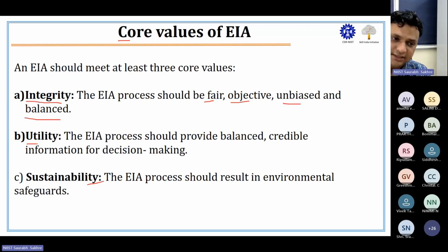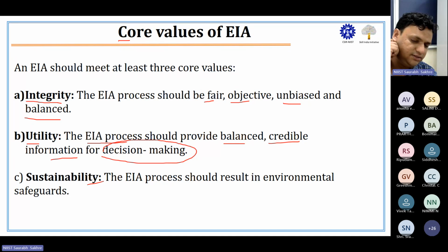Second, it should have utility. It means whatever EIA process you follow should provide balanced, credible information for decision making. It should not happen that you have prepared an EIA of many pages and you are not able to make anything out of it. And the third one is of course sustainability. The EIA process should result in environmental safeguards. So these are the core values of EIA which we should meet: integrity, utility, and sustainability.